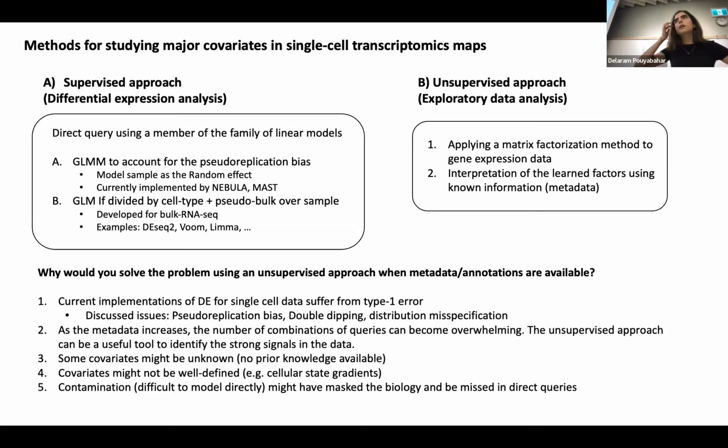Yeah, that's a good question. The focus of this talk is only on linear approaches, and the main reason is interpretability.